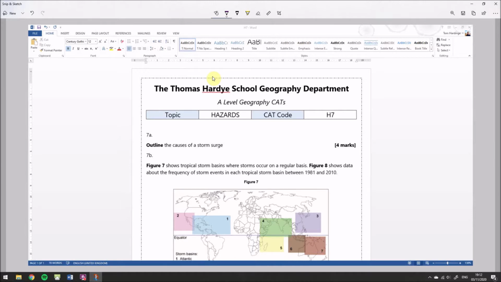on your physical geography CAT for this week. First question is a 4-mark question, outline the causes of a storm surge.